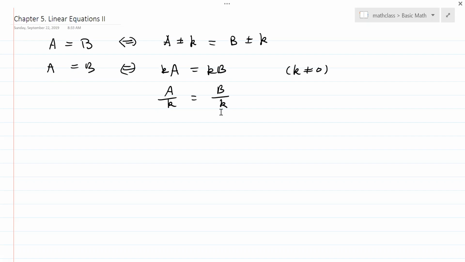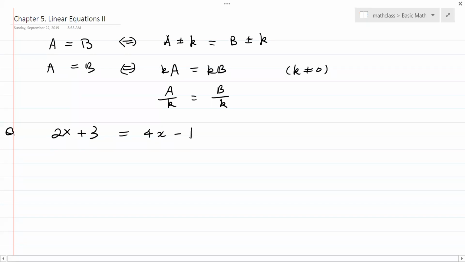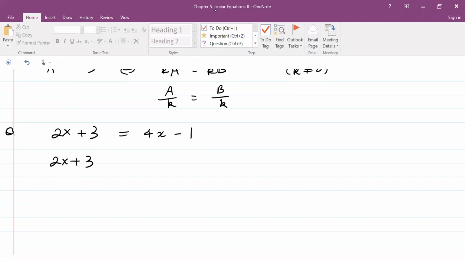Let's see some examples. If we have the equation 2x plus 3 equals 4x minus 1, and we want to simplify it using these two algebraic rules, we cannot just move a term from one side to the other. What you do is add 1 to both sides.